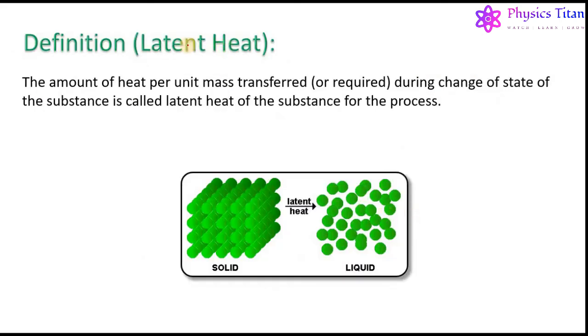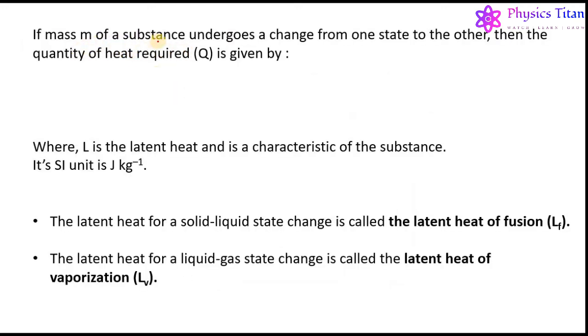Now let us talk about latent heat and its definition. The amount of heat per unit mass transferred or required during the change of state of a substance is the latent heat of the substance for the process. That is, if there is a change of state from solid to liquid, that is the process of melting, then the latent heat for melting is the heat energy required per unit mass of this substance to change it from solid to liquid.